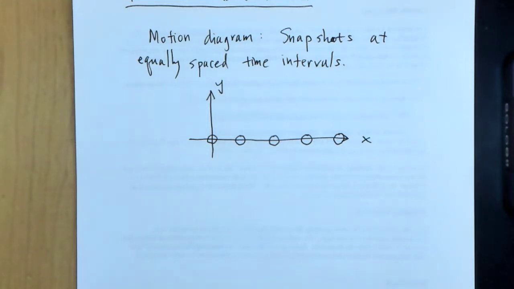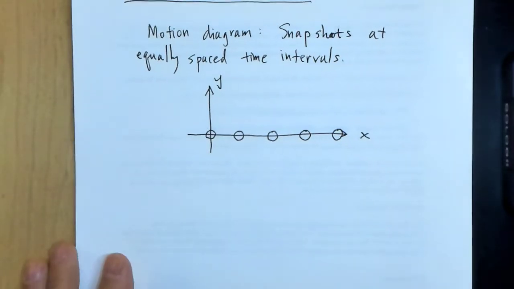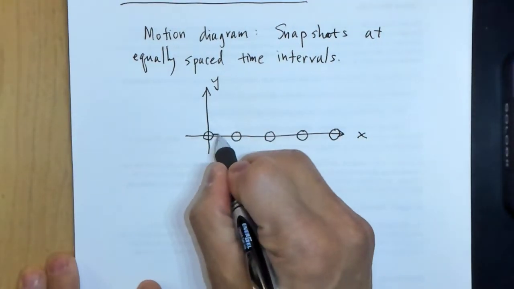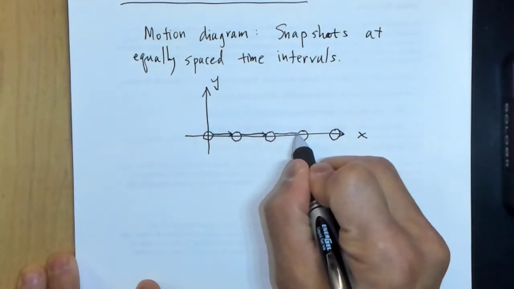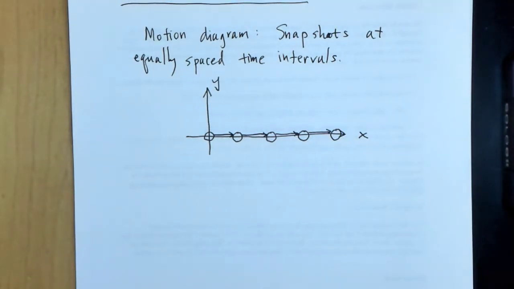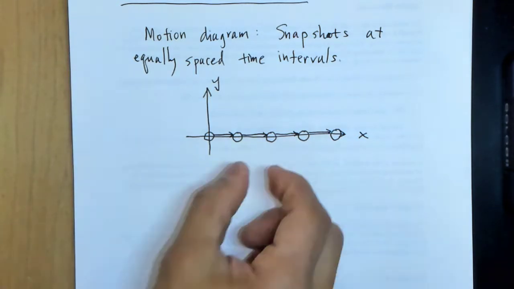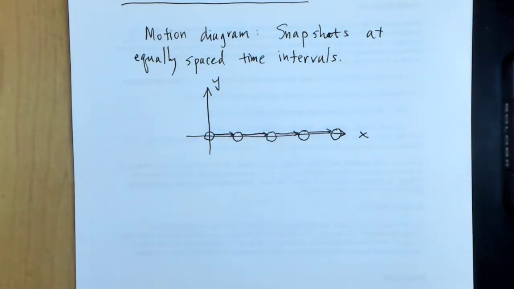The fact that I'm not drawing the ball at the same place every time means it's moving, okay? And the fact that the separation between these balls, to the best of my drawing ability, is about the same, means I've drawn it in the case where how fast it's going is about the same at all times. Does that make sense? Okay? If it was getting faster, then these intervals would get bigger as it went along.